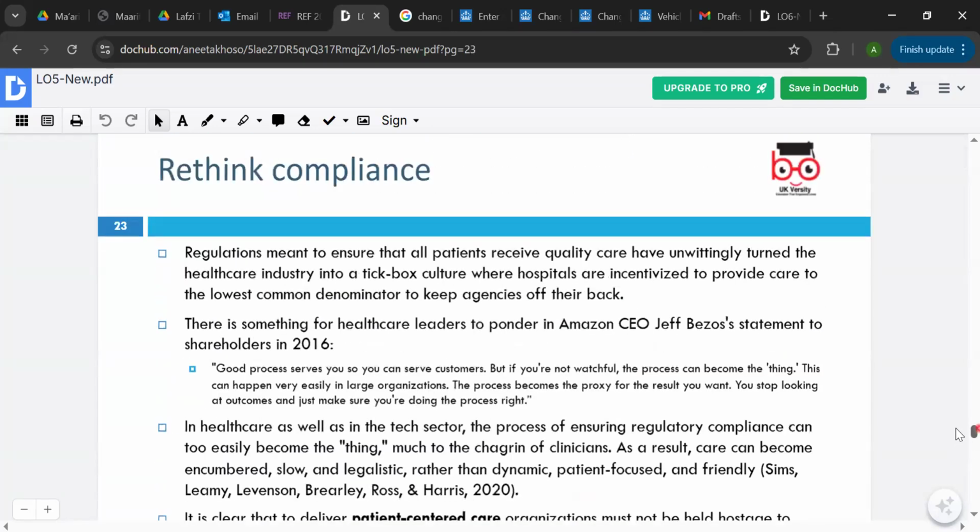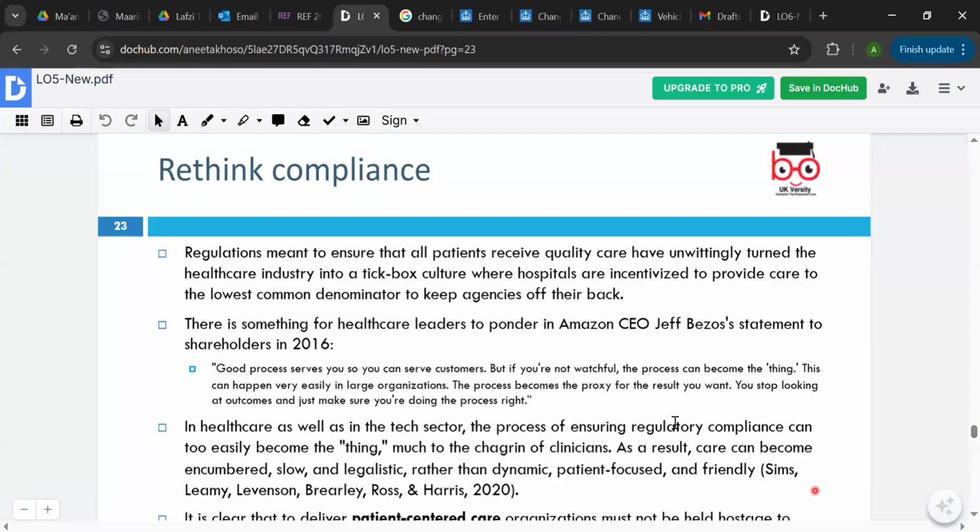So when we rethink compliance, we know that we have to comply with the rules. Regulations, whenever they are in place, are meant to ensure that all patients receive quality care, and they have unwittingly turned the healthcare industry into a tick box culture, unfortunately, where hospitals get incentives to provide care to the lowest common denominator to keep agencies off their back.